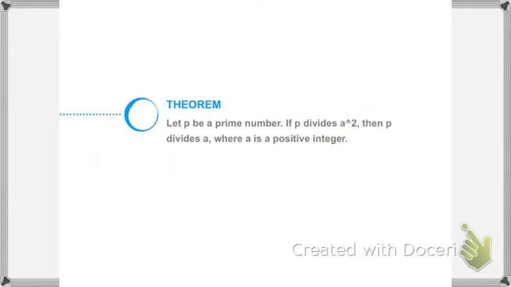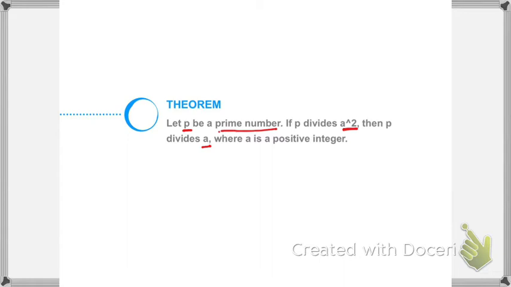Now coming to the theorem. Let p be a prime number. If p divides a square, then p divides a, where a is a positive integer. I will give you an example, then it will be very clear to you.